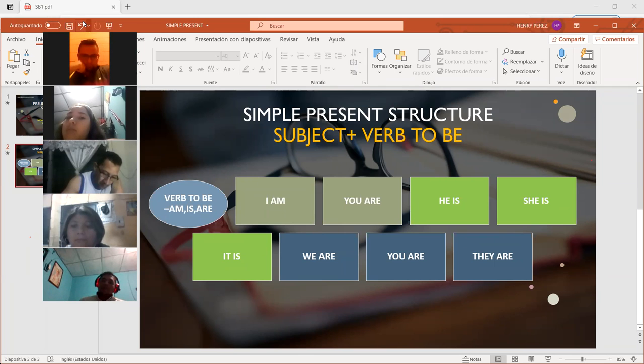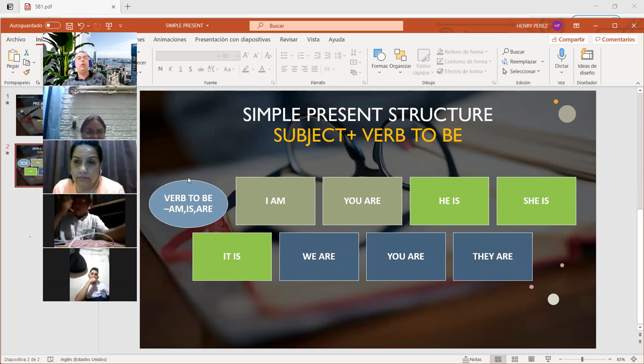Very good. So what I want you to do is we are going to go to breakout rooms y le va a caer un mensajito. You're going to receive a little message that says join the breakout room. So vamos a ir a aulas virtuales. We are going to go to virtual classrooms and you are going to practice this, okay?